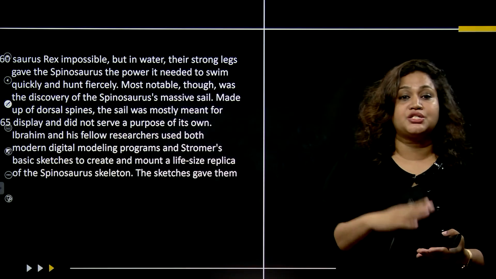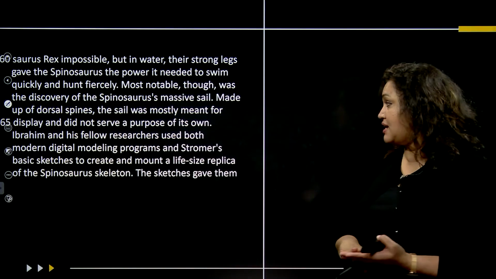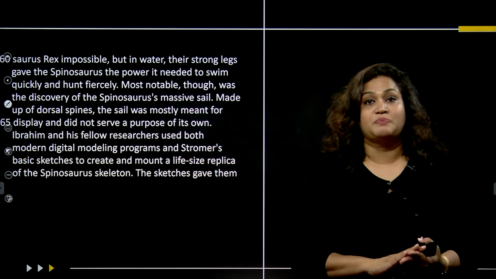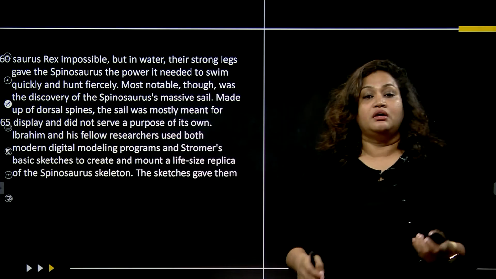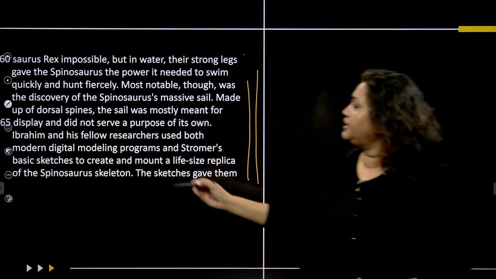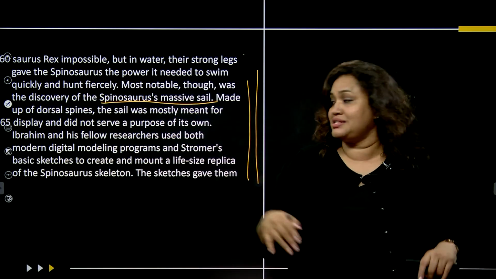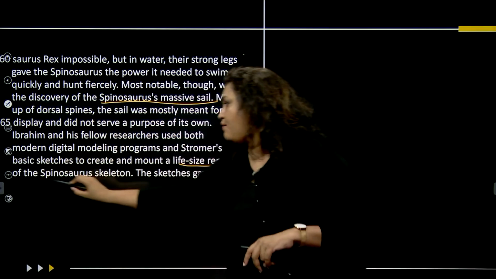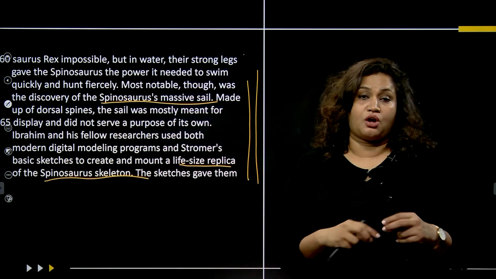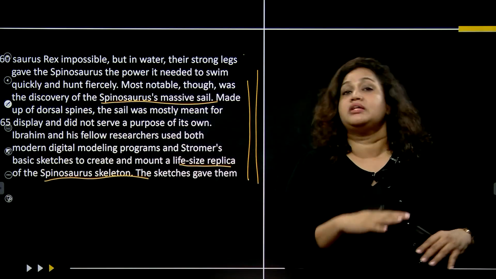Ibrahim and his fellow researchers used both modern digital modeling programs and Stromer's basic sketches to create and mount a life-size replica of the Spinosaurus skeleton. The sketches gave them a starting point. Here we are talking about the discovery of the Spinosaurus' massive sail, though it was of no use, but still they use it. And now they created a life-size replica of the Spinosaurus skeleton. The sail was made up of dorsal spines, but basically it had not much purpose of its own, is what it says.